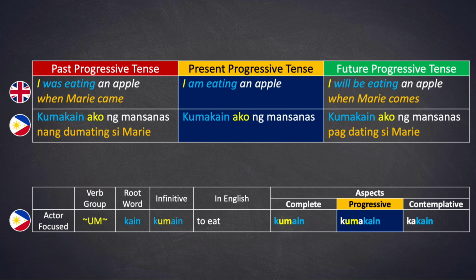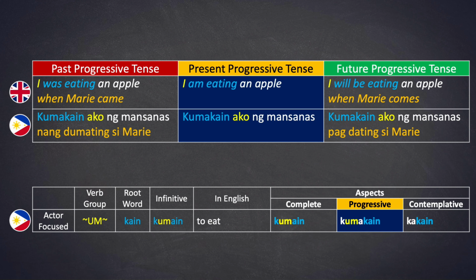Let's try the present progressive tense. I am eating an apple. Kumakain ako ng mansanas. In this example, clearly you can see that the action is currently in progress.